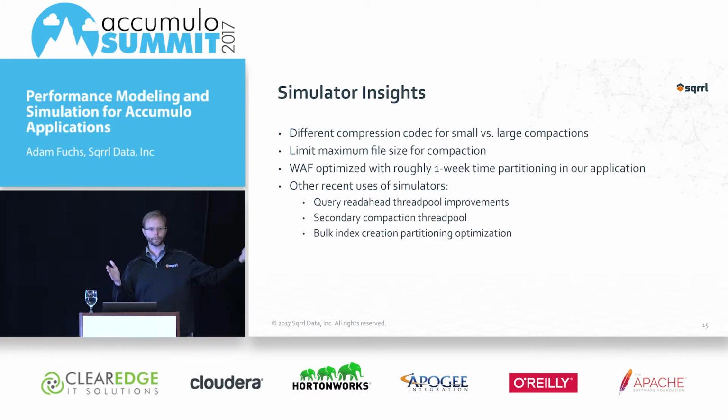But if I'm going to output a gigabyte, I'm going to use gzip, right? Because that means I'm not going to recompact that large file as frequently. It's basically been compacted, and it's unlikely to compact again as long as my tablet doesn't keep growing. A limit on the maximum file size for compaction has a huge impact on the stability of the write amplification factor.